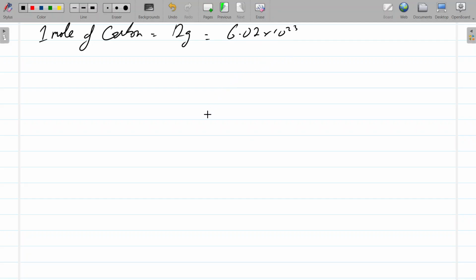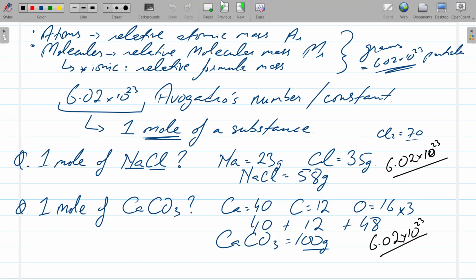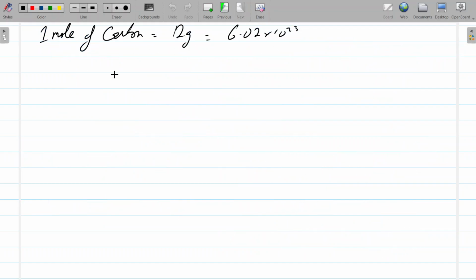It depends. Obviously, calcium carbonate is a compound, and sodium chloride is a compound. When you talk about 6.02 into 10 to the power 23 for carbon, carbon is an element, so we're talking in terms of atoms. So 12 grams of elemental carbon will have 6.02 into 10 to the power 23 atoms of carbon.